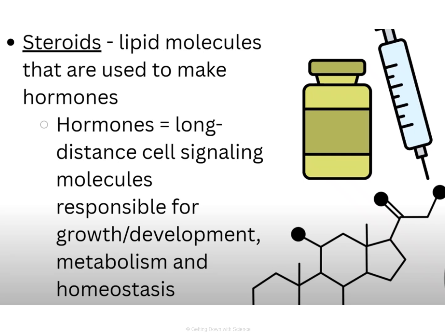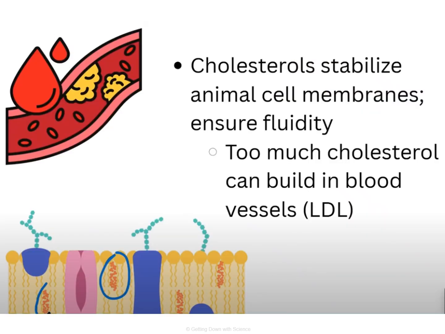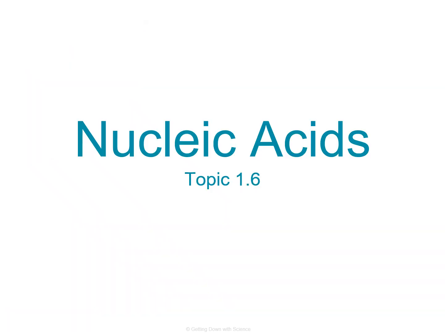Hormones are long-distance cell signaling molecules responsible for growth, development, metabolism, and homeostasis. Cholesterol is a great example of a steroid, and it stabilizes cell membranes to ensure fluidity. Too much cholesterol can build up in blood vessels, causing blockages. So you don't want too much cholesterol, but you want enough to stabilize your cell membranes so they don't fall apart and disappear. So now that we've talked about lipids, we're going to talk about nucleic acids.